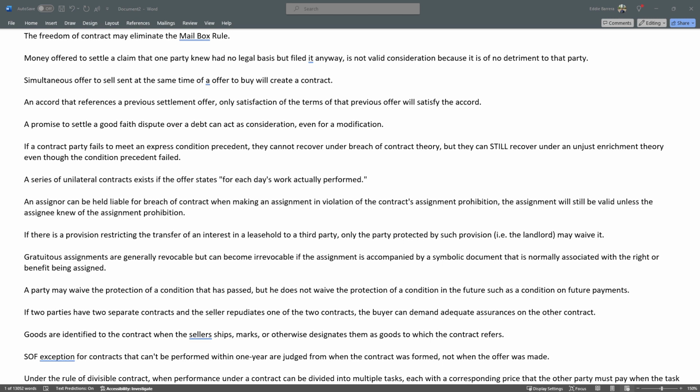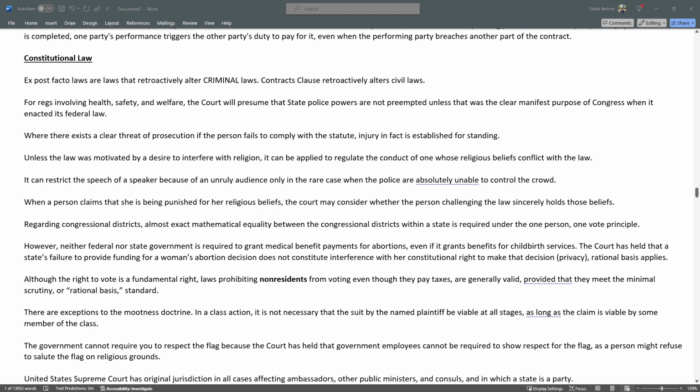Under the rule of divisible contract, when performance under a contract can be divided into multiple tasks, each with a corresponding price that the other party must pay when the task is completed, one party's performance triggers the other party's duty to pay for it, even when the performing party breaches another part of the contract.